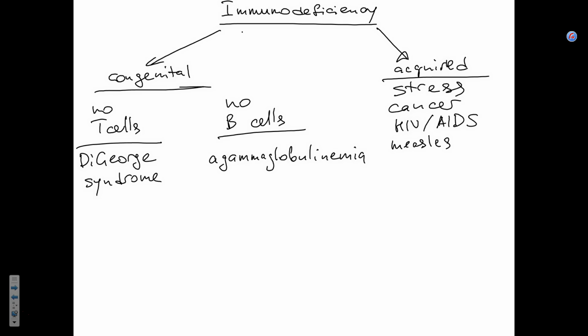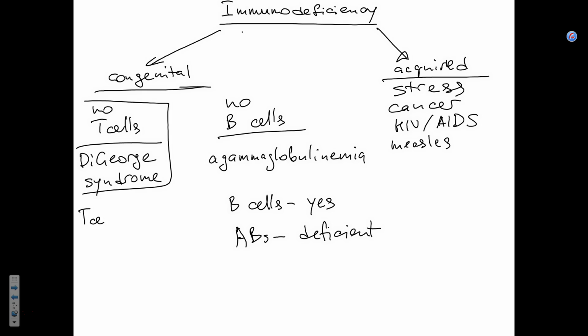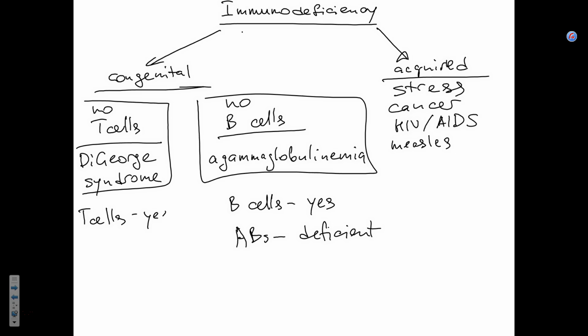Okay, there are milder forms of both. For instance, a person has B cells, but antibody production is deficient. So either they produce at a lower level or they have improper structure, okay? There are conditions like that. Same goes for T cells. So that's one condition, that's another condition. T cells, you have T cells, but no activation.